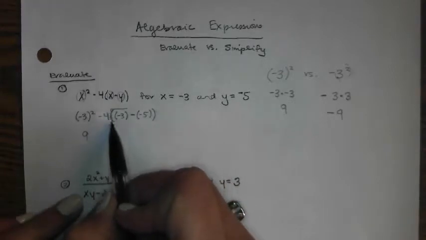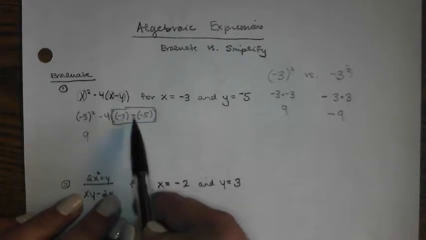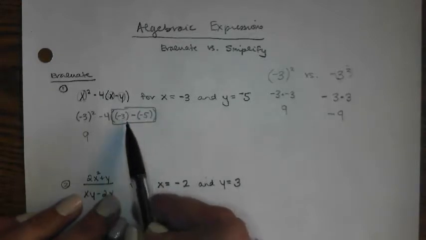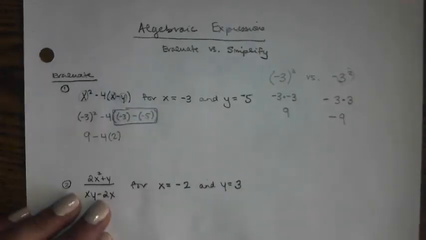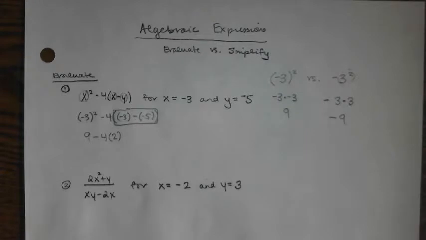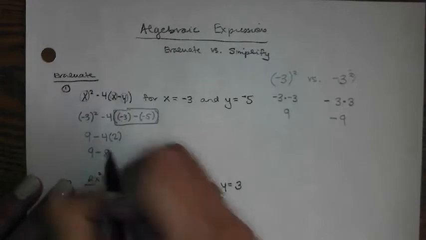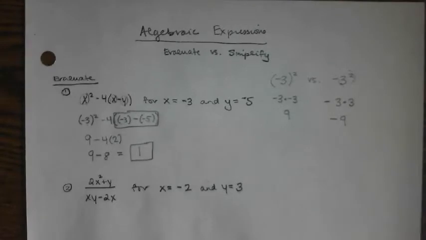Here I'm going to simplify within the larger set of parentheses. So -3 minus -5 turns into -3 plus 5, because of the double negative. And -3 plus 5 is 2. Then PEMDAS. We've done parentheses. We've done exponents. We do multiplication. 9 minus 4 times 2. 4 times 2 is 8, so 9 minus 8, and we get 1. We have evaluated. We found the final value. Okie doke.